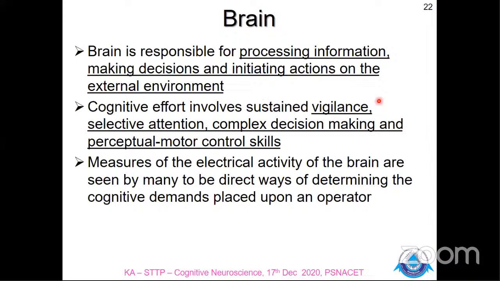The brain is responsible for processing information, making decisions and initiating action on the external environment. So the brain is a CPU, a central processing unit, like in your computer. In the same way, in the human body the brain is the important thing. Whenever the brain is dead, it is a coma: the person is still alive, but not able to do any task. The person is only alive, but the brain is dead. Understand? So the brain is a very, very important organ in the human system.